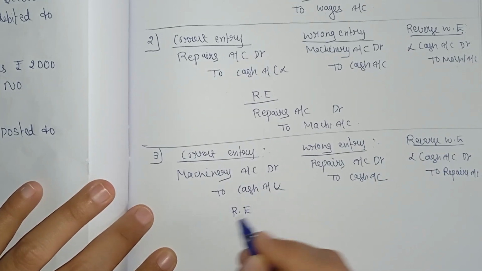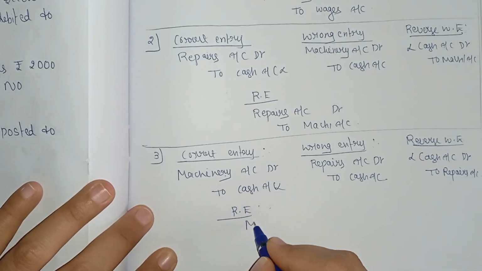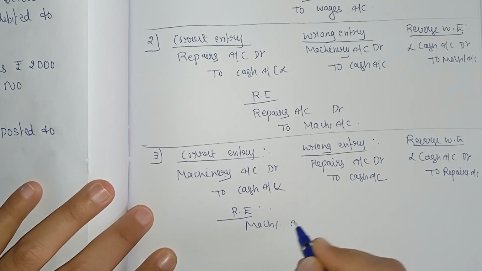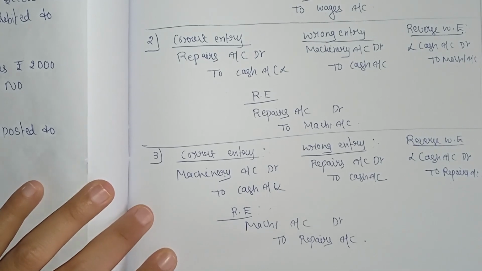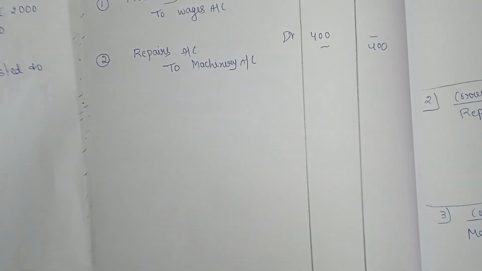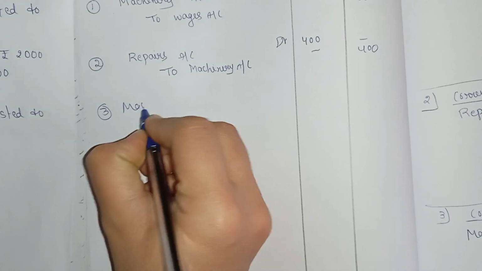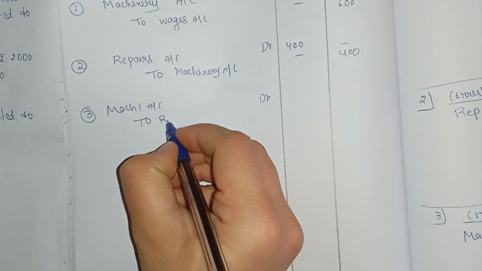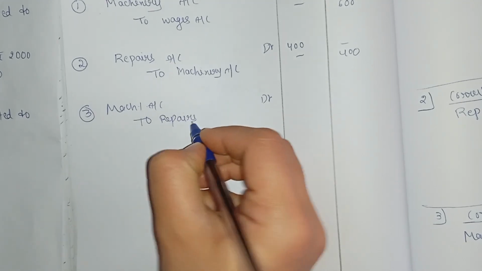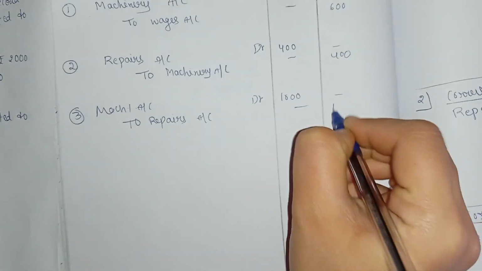Now what is our rectification entry? Machinery account debtor to repairs account. Okay, so write down for the third transaction, the rectification entry is machinery account debtor to repairs account. Means we need to cancel the repairs account. For that we need to credit the repairs account, that is rupees 1000.